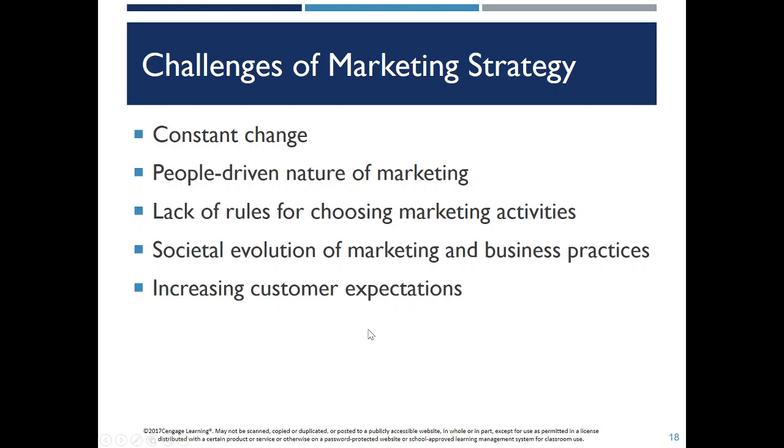Customer expectations are always being ratcheted up, and a lot of it is our own fault. You know, the better we are at delivering product and delivering service and keeping consumers happy, the more they expect from us. And so that's a challenge to manage expectations, but know that we have to meet expectations because they're always on the rise.